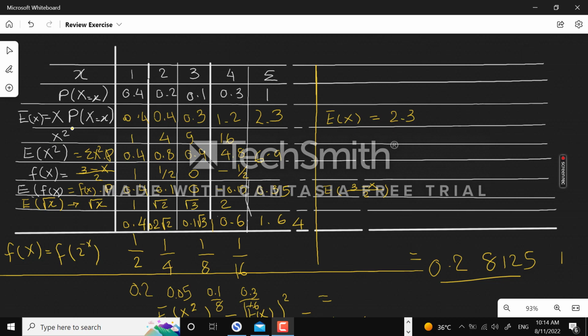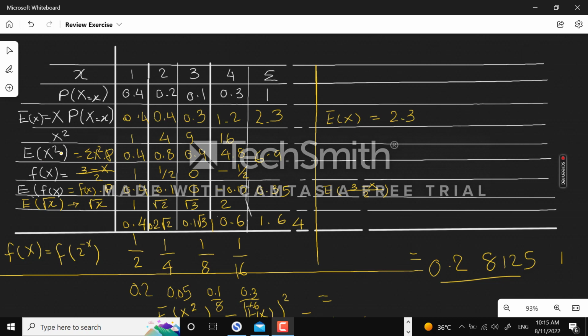If we need to get the expectation of any function, meaning that we need to get the expectation not for X, but for X squared. The new function is X squared. So we have to replace each X with the value of the function. For each value, X squared for 1 equals 1, for 2 equals 4, square of 3 equals 9, square of 4 equals 16.